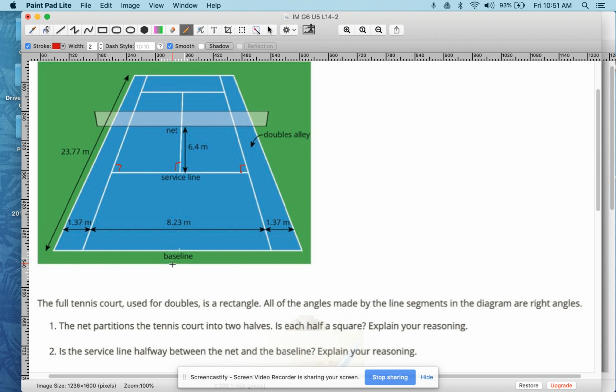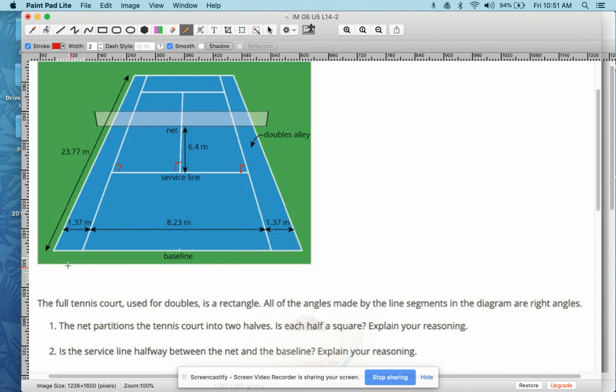The net partitions the tennis court into 2 halves. So here's the tennis court, the net. So one team plays on this side, one team plays on this side. And they're saying it partitions this whole court in half. And they want to know, is each half a square? And explain your reasoning. Well, we know the length of the width of the tennis court because they gave it to us in these sections.